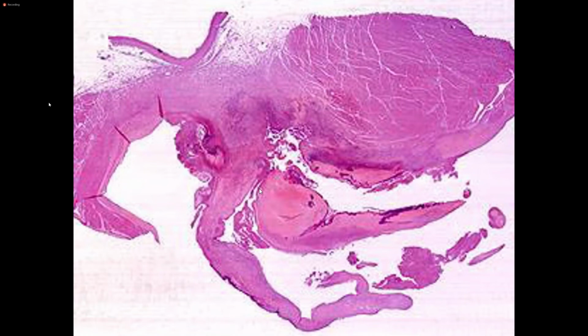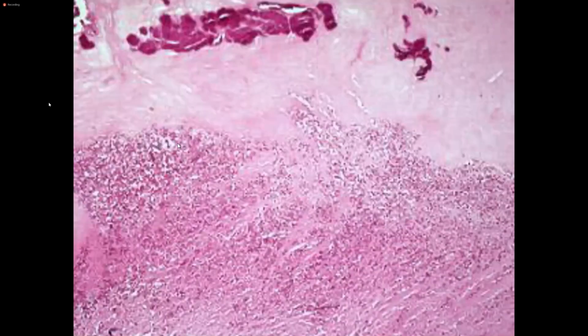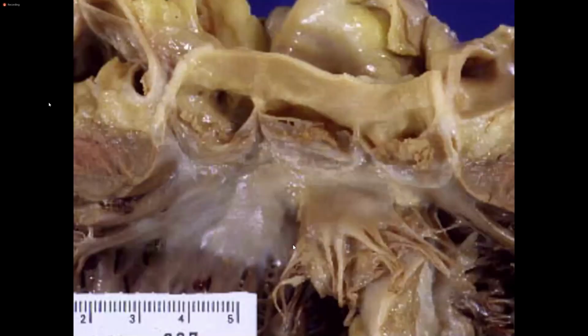So it depends on the clinical scenario that you are given, and that will be the type of the bacteria that causes the bacterial endocarditis. Here this section is showing you the section through the vegetation. These are the colonies of the bacteria surrounded by fibrin, and these are the inflammatory cells here, which are basically the neutrophils.